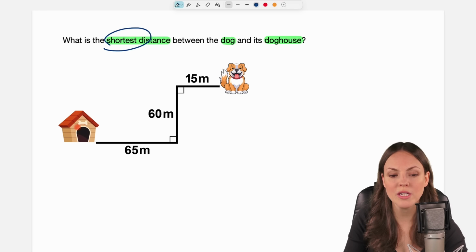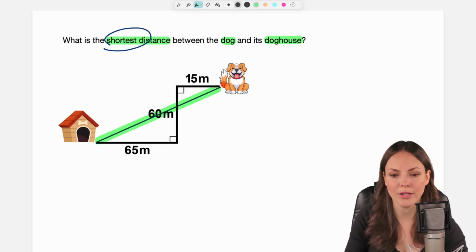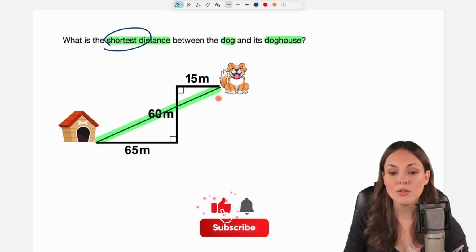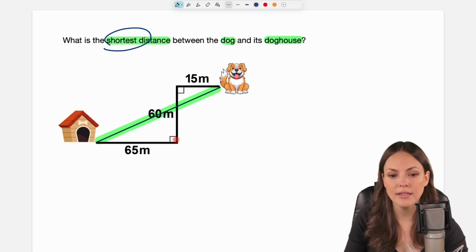If I go from the doghouse directly to the dog, this is the length we're looking for. And we've just created two triangles here, and they are even right triangles, which is great because then we are allowed to use the Pythagorean theorem.